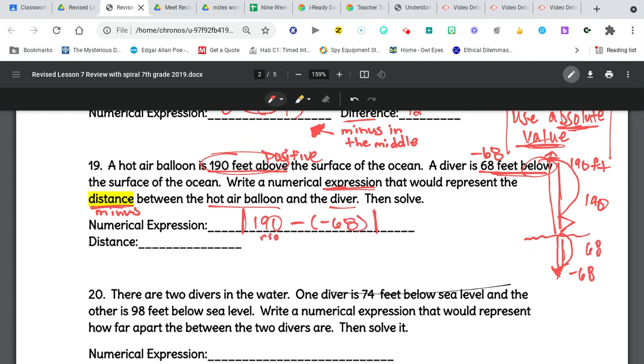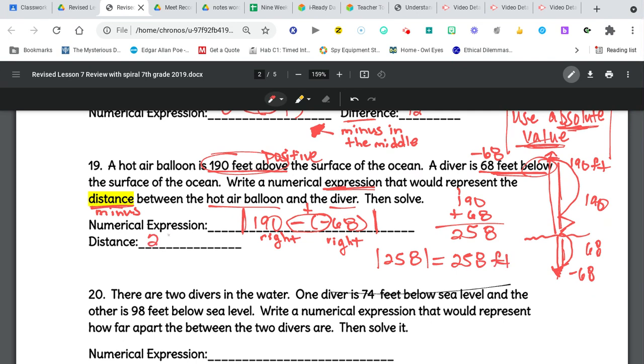And 190 is to the right. Minus negative is the same as a plus. It's to the right. So I'm just going to add it up. So that's going to end up being 190 plus 68. It's 8. 15, carry the 1, 258. So I'm looking at the absolute value of 258 feet, which is just 258 feet. Absolute value is always positive.